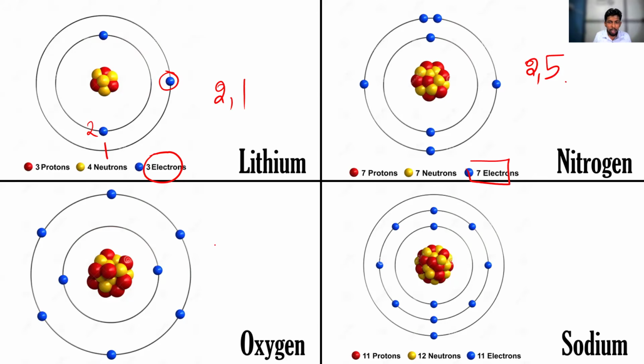So can anyone tell what will be the electronic configuration for oxygen? Anyone? It has 8 electrons. You can come to the picture and tell what will be the electronic configuration of oxygen. Anyone? No answers? Just look at the picture. You can put it into the chat box.